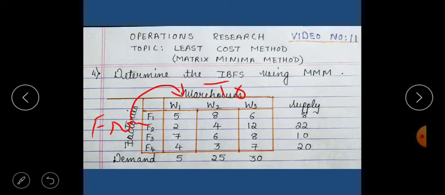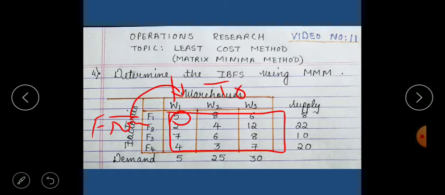Remember this system of writing your transportation matrix. From, that is sources, is always on the left hand side, and to, that is destination, is always written on the top. So we have 4 factories: F1, F2, F3, F4, and 3 warehouses: W1, W2, W3, and unit transportation costs are given. Remember, these are unit transportation costs, that is, to transfer 1 unit of item from factory 1, that is F1 here, to warehouse 1 here, you require 5 rupees, or you incur a cost of 5 rupees.